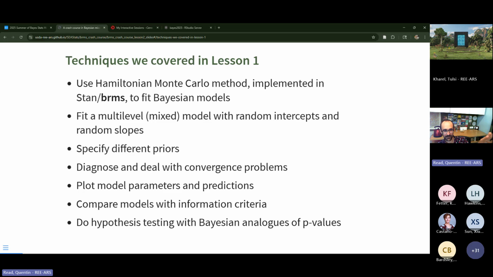We've looked at model convergence. So, did our algorithm give us the correct answer to that integral so that we can trust the results we get from the model? We've made plots. We've looked at model predictions. We've compared models, and we've tested hypotheses using these sort of Bayesian style p-values. If hypothesis testing is what you need, we can do that within the Bayesian framework.